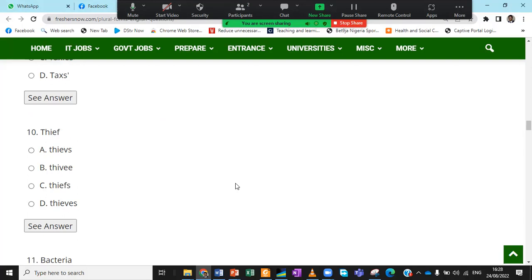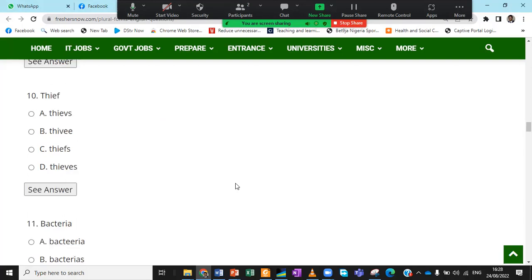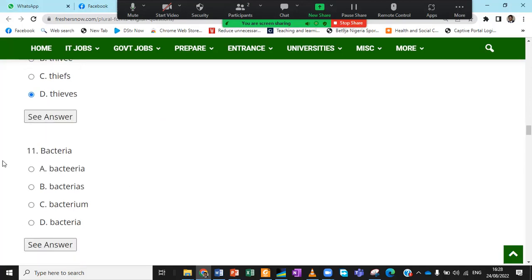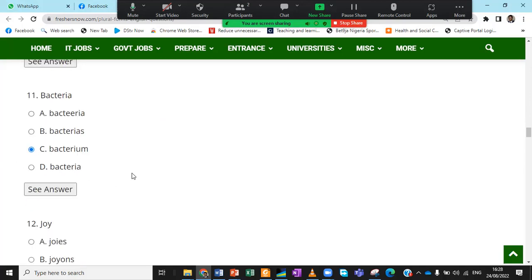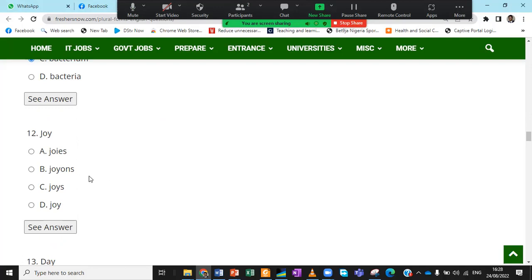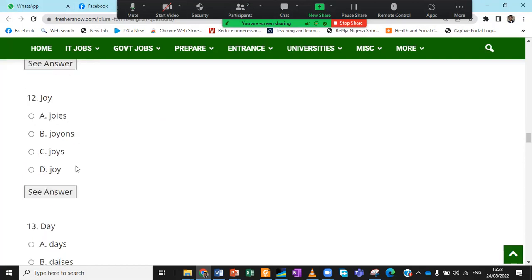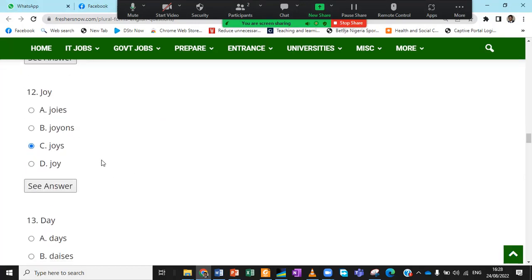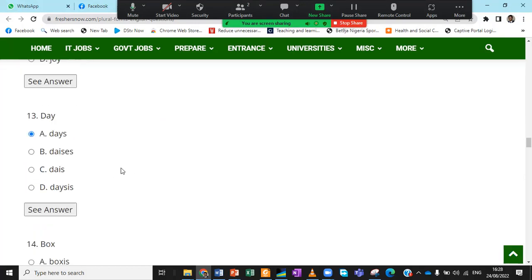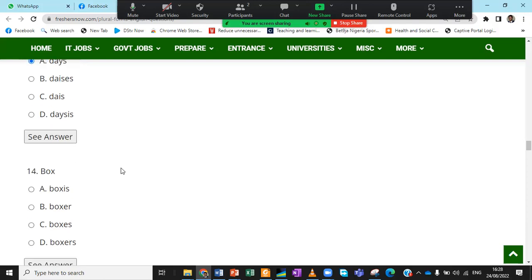So let's just look at this. The plural for tax, you have to say taxes. ES, very correct. Thief, thieves. Bacterium. Now this is the plural and this is the singular. Bacterium is the singular. Bacteria is the plural. Joy, joys, day, days.